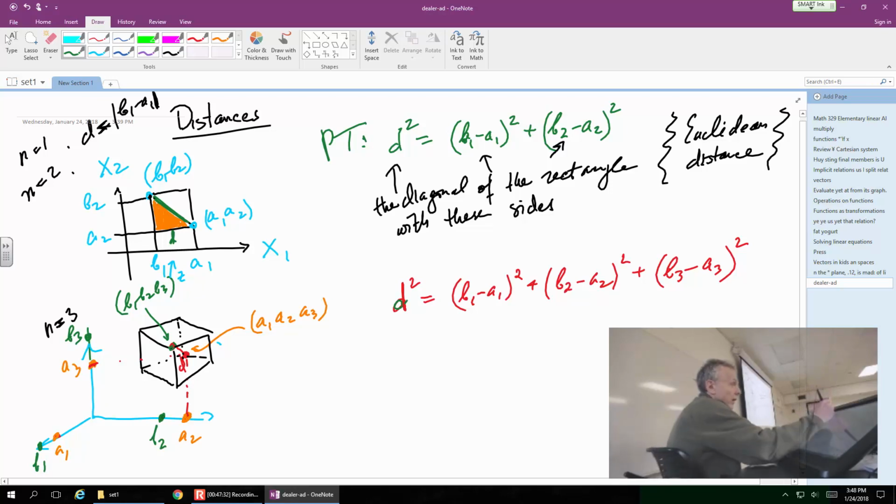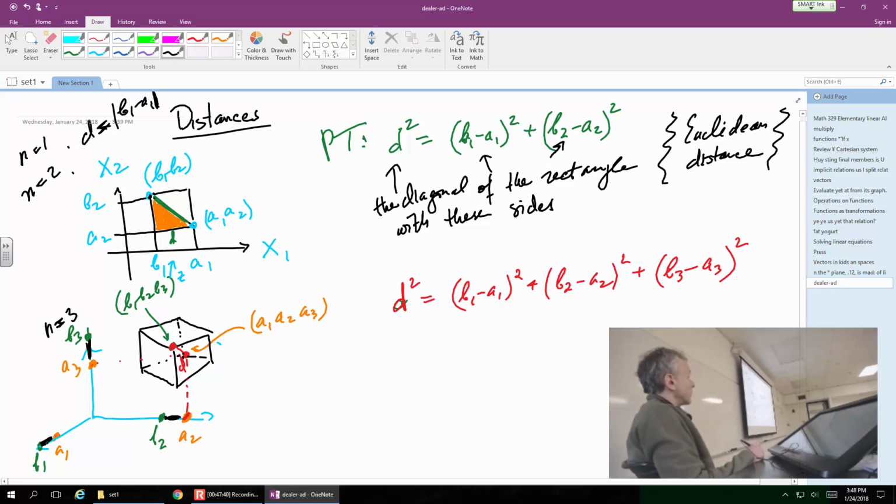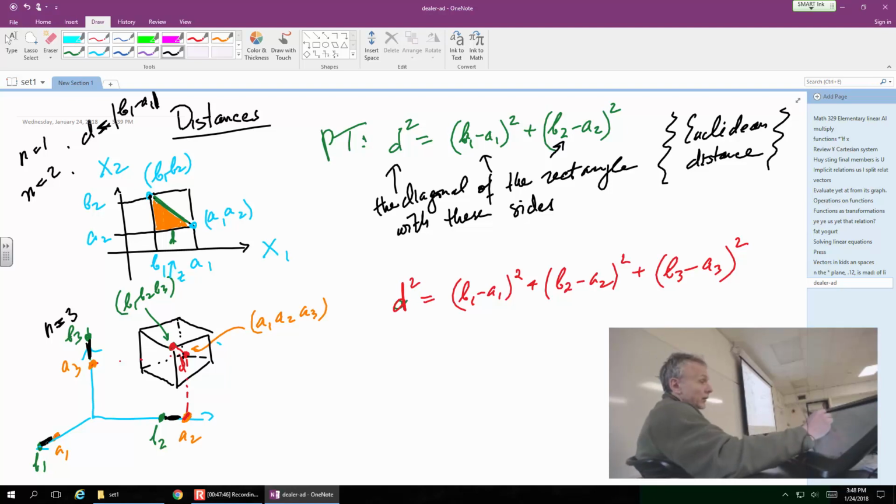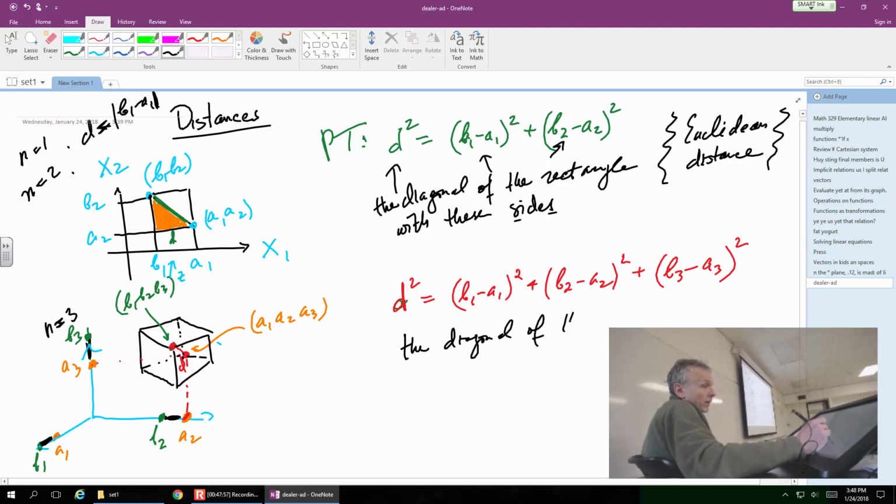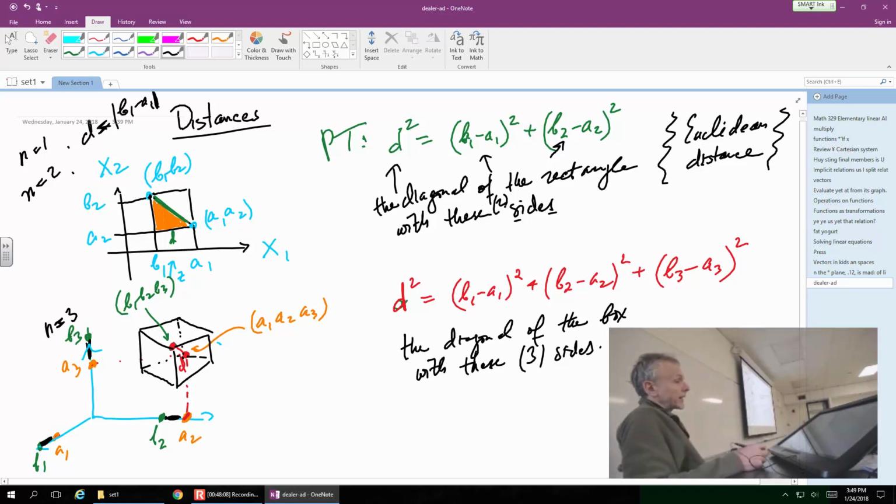So as you can see, these are the sides. These are the 3 sides of my box. Okay, and so then once again, this idea applies here, except it's not a rectangle with these 2 sides, but rather the diagonal of the box with these 3 sides. So if it was 2 sides for a rectangle, now we have a box of 3 sides, but still a diagonal.